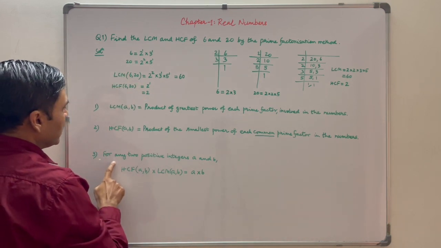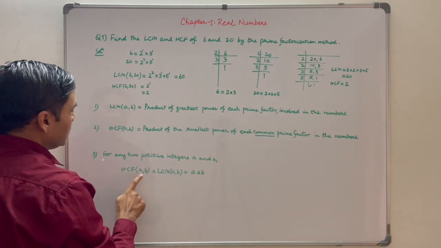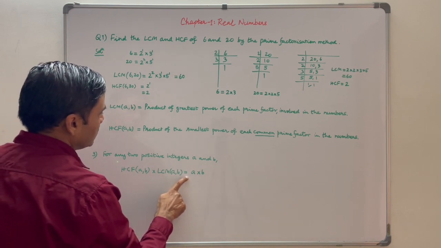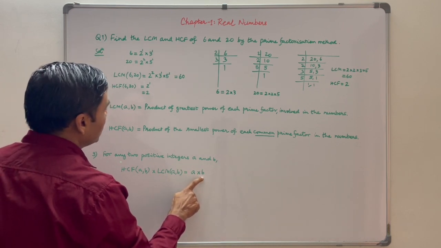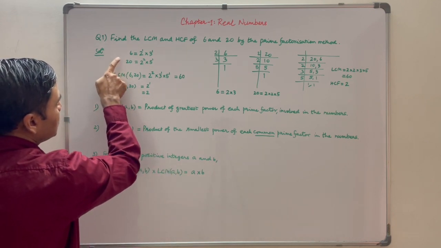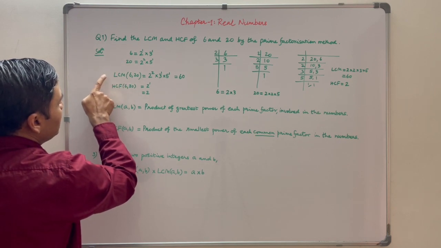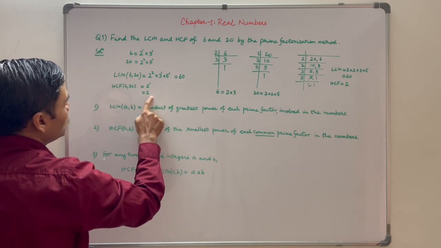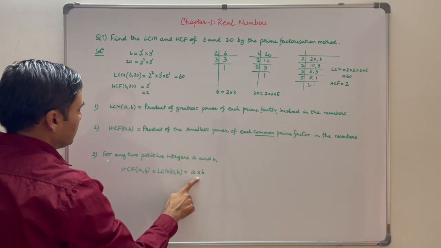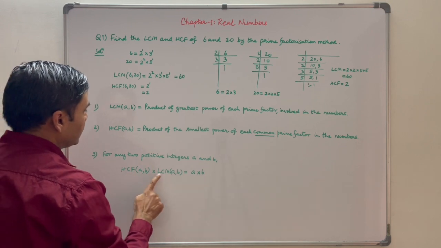Third rule: for any two positive integers a and b, the HCF of these two numbers multiplied by the LCM of these two numbers is equal to the multiplication of these two numbers. Notice in this case, when you multiply 6 with 20, you will get 120. And when you multiply their LCM and HCF, you will get 60 into 2, that is 120. So you can say that the multiplication of two numbers is equal to the multiplication of their HCF and LCM.